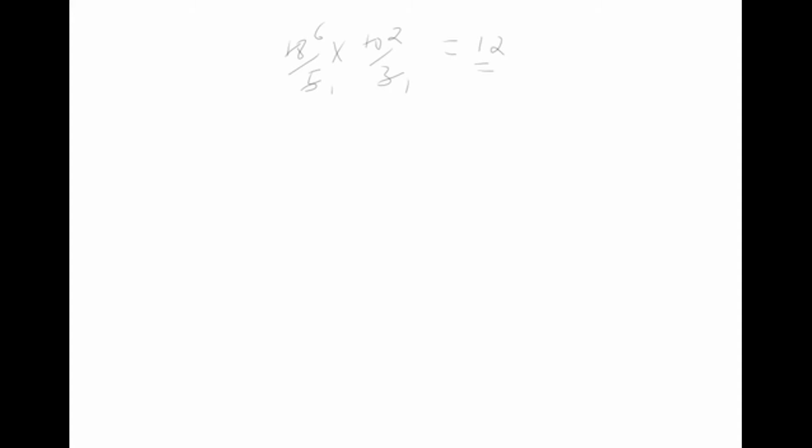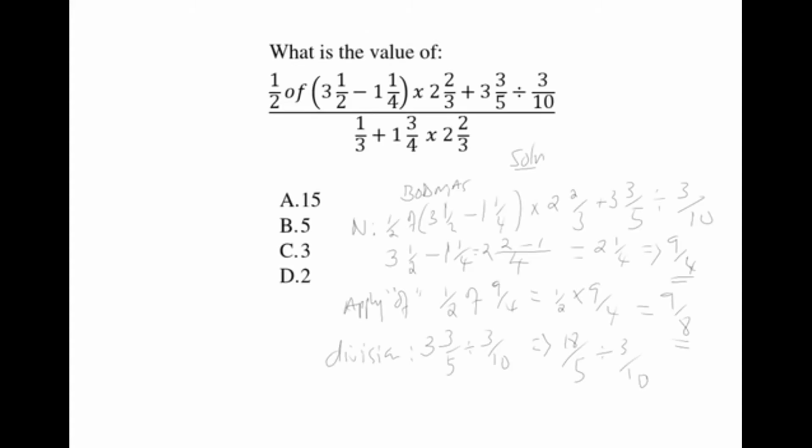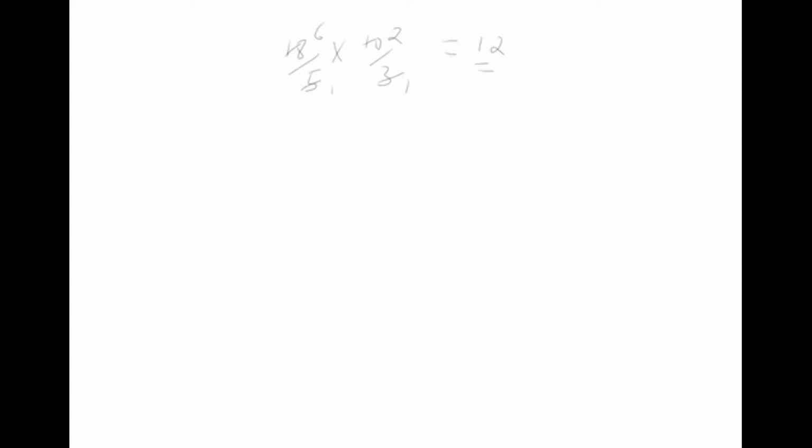So the last one we go to is the multiplication. We have to apply the multiplication. So we have 9/8 times 2 2/3. We change 2 2/3 to an improper fraction. This gives us 8/3, by 8, 1, by 8, 1, by 3, 1, by 3, 3. So this gives us 3.